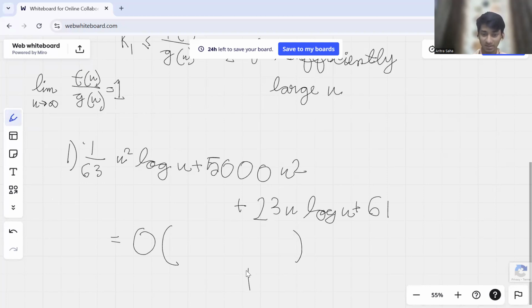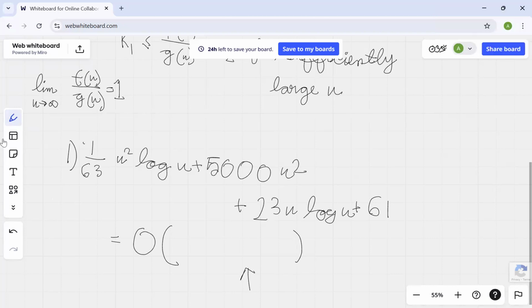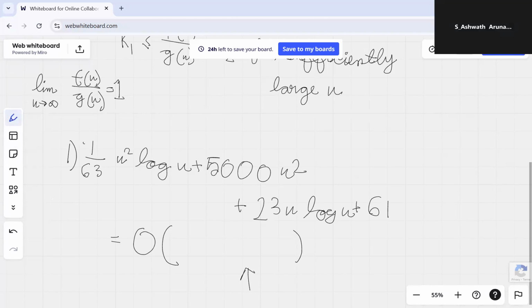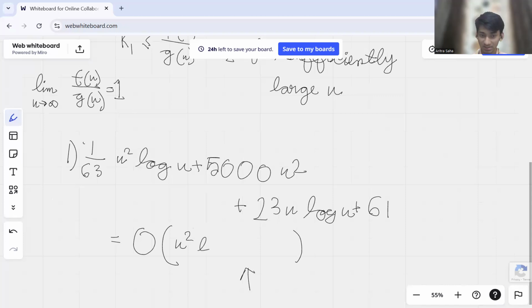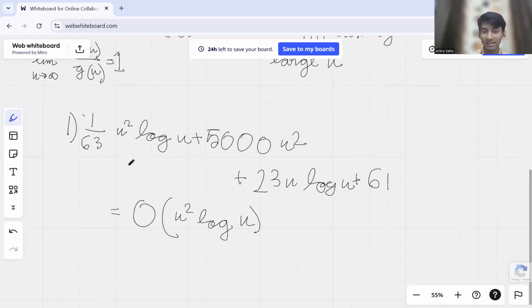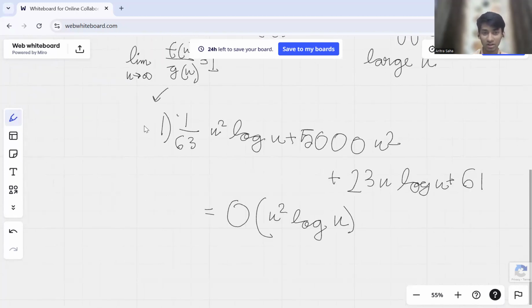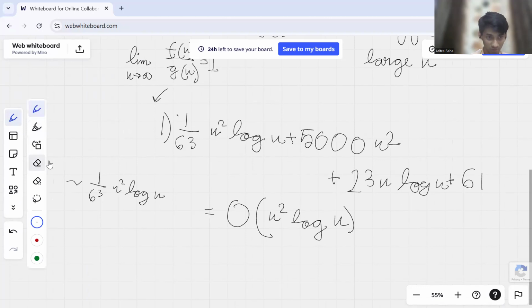What will the inner term be here? x squared log x. Yeah, because this is the largest term here. After a point, the other terms don't matter much. We can understand that intuitively. And if you want to write it with the asymptotic sign, you should write 1 by 63 x squared log x. It is asymptotically the same as that. Okay. Wonderful.